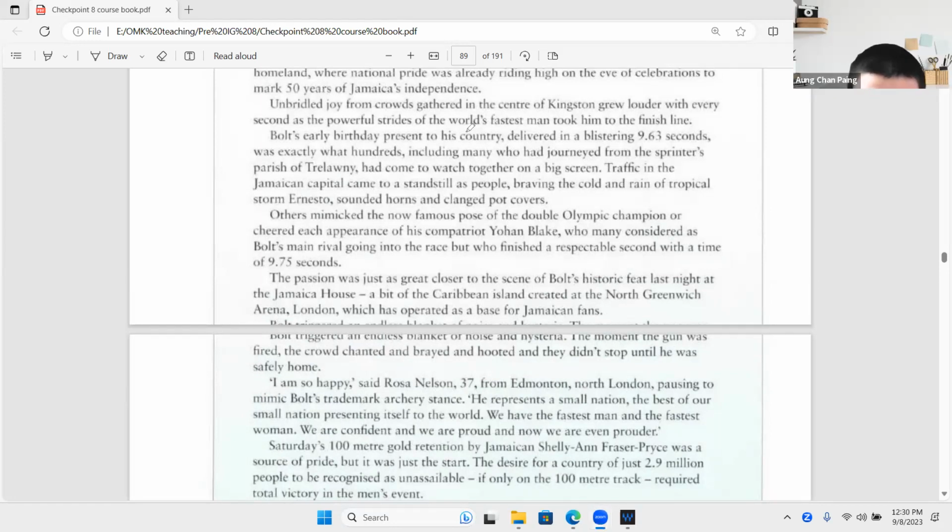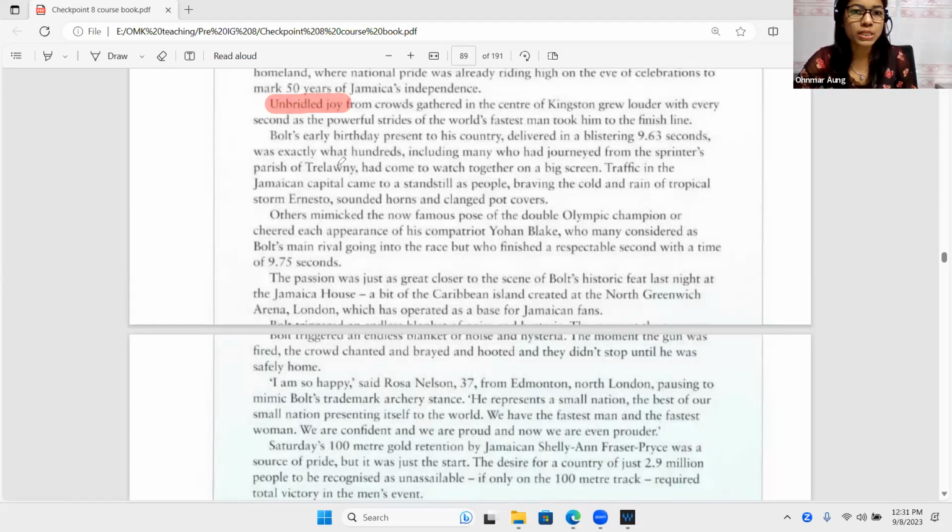Unbridled joy from crowds gathered in the center of Kingston grew louder with every second as the powerful stride of the world's fastest man took him to the finish line. Everybody, highlight "unbridled joy." How do you understand "unbridled"? Uncontrolled, correct. So it means that they are very happy, right? They are very happy. We say unbridled joy. From crowds grew louder with every second. Yeah, it's easy. And go on.